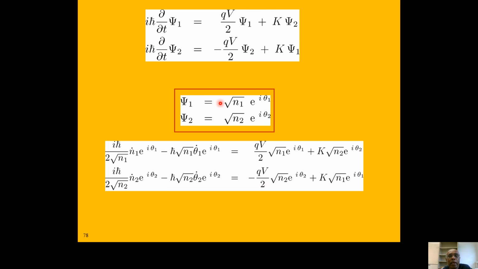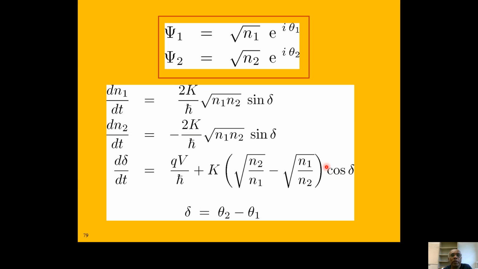So you can write psi 1 as square root of n1 e to the i theta 1, psi 2 as square root of n2 e to the i theta 2. This is how we write the order parameter, right? So now if you plug in, you can take the first derivative of psi 1, and then the first derivative of psi 2. If you plug in this one, you get these two equations. Now you can separate the real and imaginary parts. That's a very simple thing to do. So if you do that, you get one equation like dn over dt as this one.